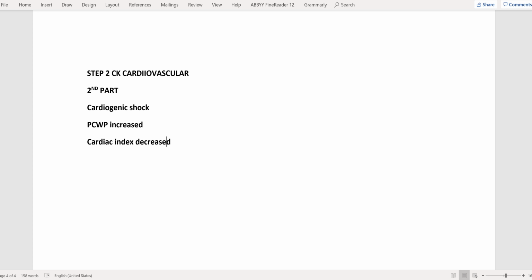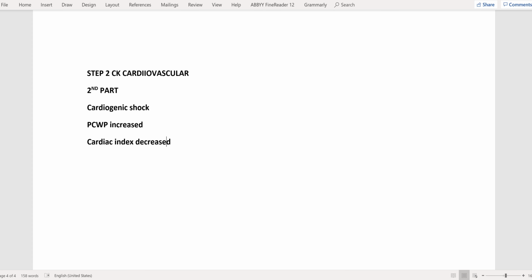So if you are a 53-year-old male, on chest auscultation I found a holosystolic murmur at the cardiac apex and bibasilar crackles on the lung. EKG shows ST elevation in leads 2, 3, and aVF. What will increase? What pressure?